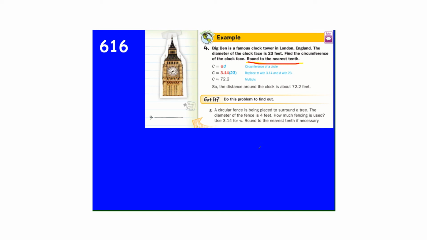A circular fence is being placed to surround a tree. The diameter of the fence is 4. How much fencing is used? So there's your circumference. Use 3.14 for pi and round to the nearest tenth. Pause the video to do that one. I'm going to do it as well. If you want to use a calculator, that's fine, but don't use the pi button. They tell you to use 3.14, so we all have the same answer. Okay, you can do it longhand on paper too. You don't have to use a calculator, but if you want to, I don't mind.